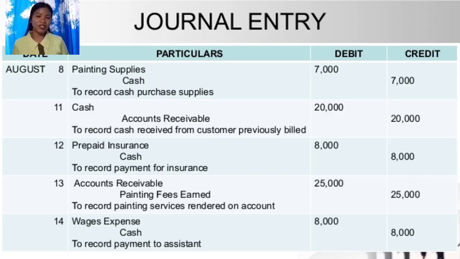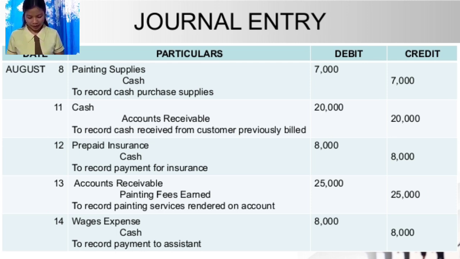So now I will continue the journalizing. The next is August 12. August 12, paid a one-year insurance premium, 8,000. So the debit is prepaid insurance, amount of 8,000, and the credit is cash, amount of 8,000. To record payment for insurance. Next is August 13. Rendered painting jobs to customer on account, 25,000. So the debit is accounts receivable, amount of 25,000, and the credit is painting fees earned, 25,000. To record painting service rendered on account.